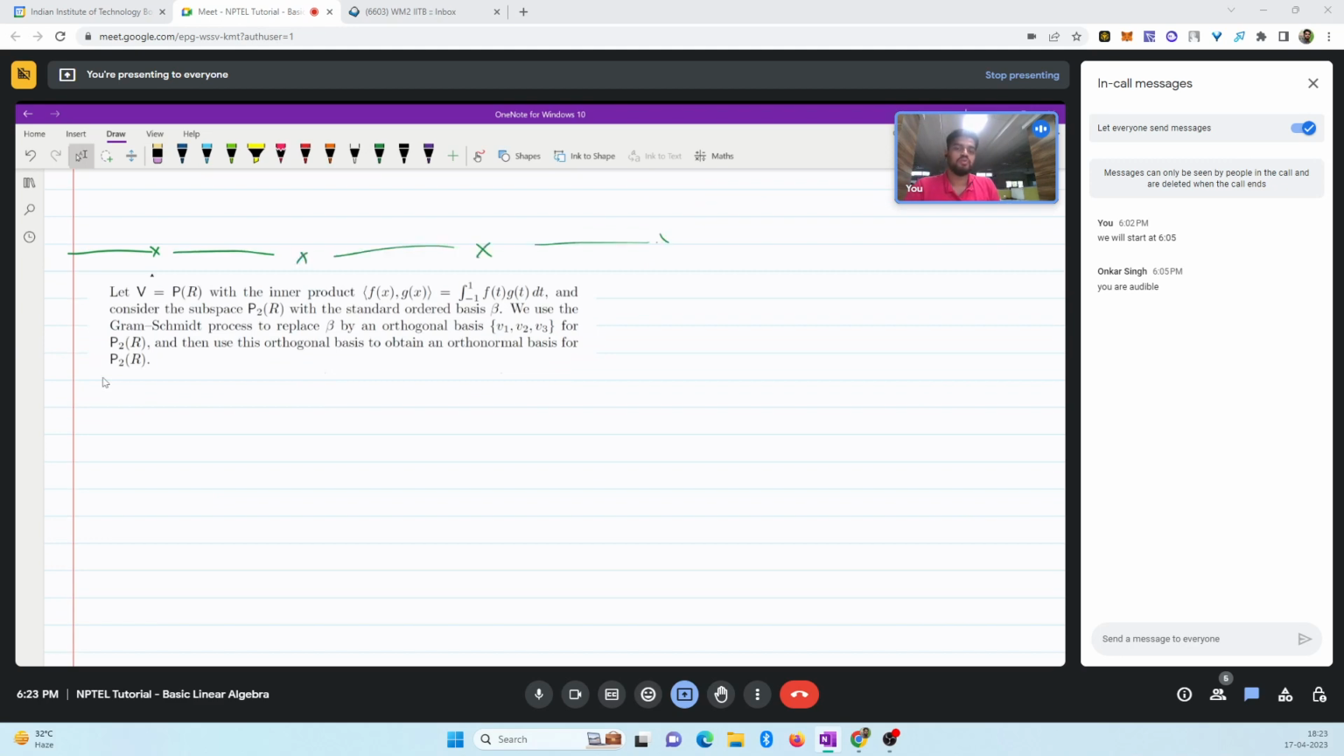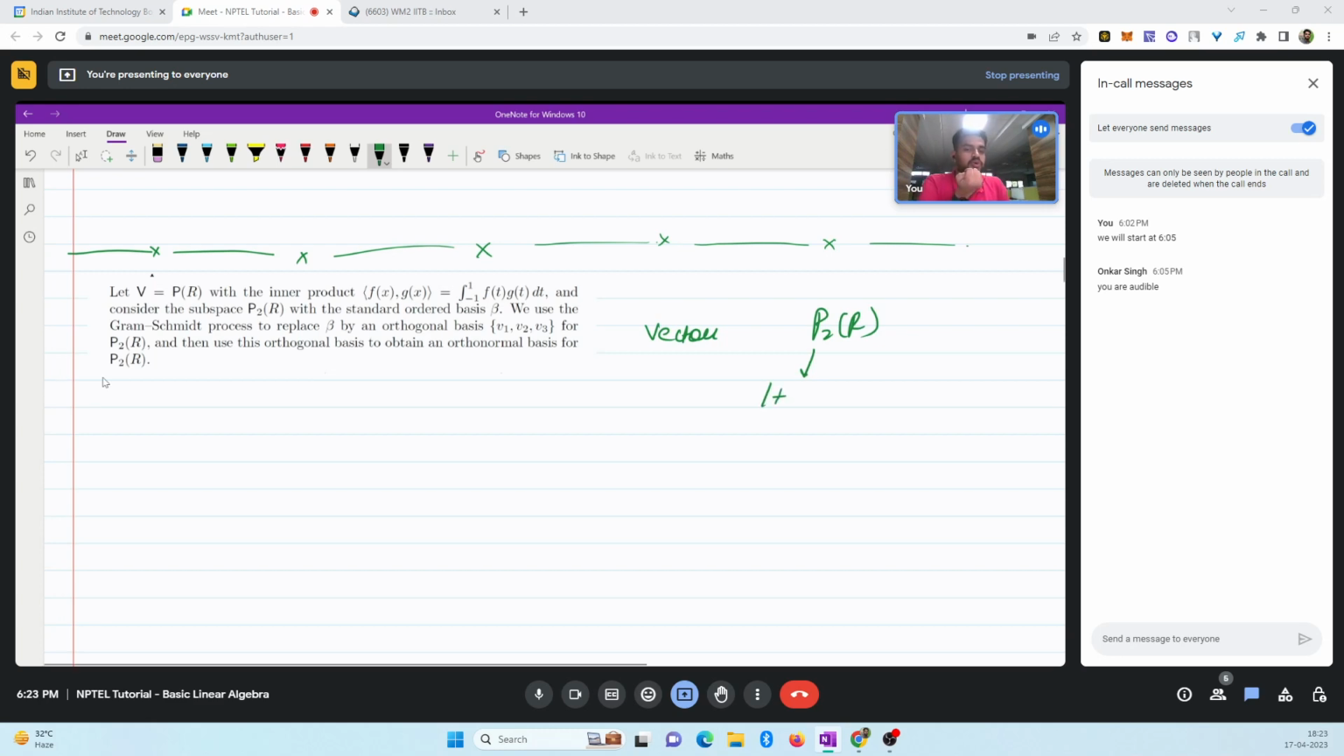We'll try to do one more problem on this Gram-Schmidt orthogonalization process. This is slightly non-trivial compared to the previous example. Over here, the vector space that we are talking about is no more R3, but P2(R). By now, I hope that you know what P2(R) is. It is polynomials up to degree 2.